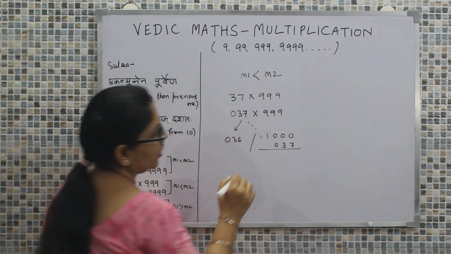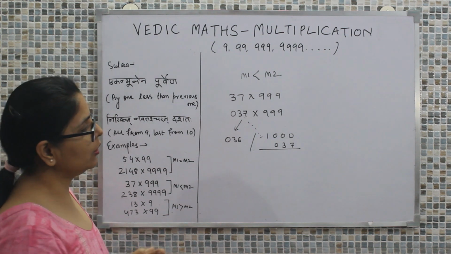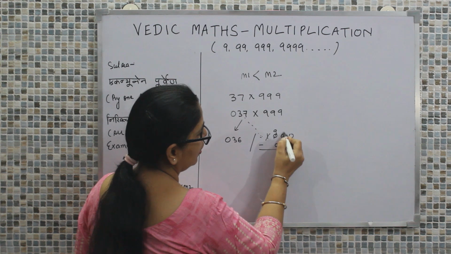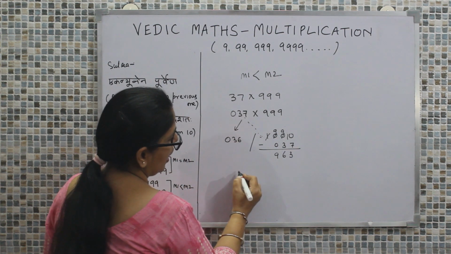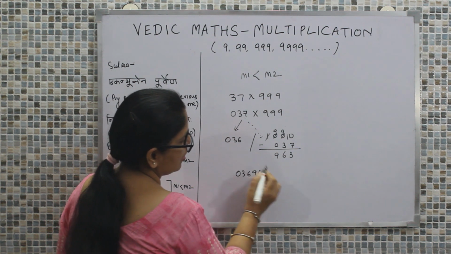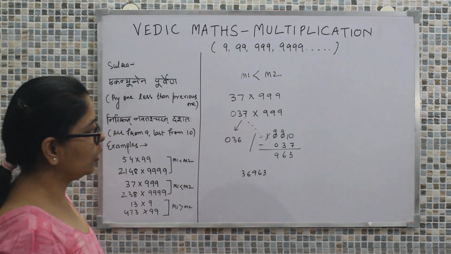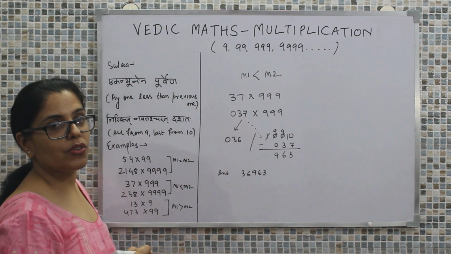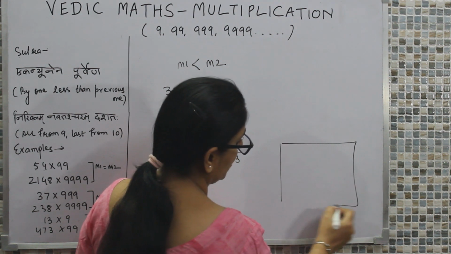Now this is the place where you need to ensure that you don't write it as 37. You have to write it as 037 using Nikhilam: 9, 9 and 10. So this is 963. The answer comes out to be 036963. Because we have the 0 as the first place, it hardly has any logic. So the answer comes out to be 36963.